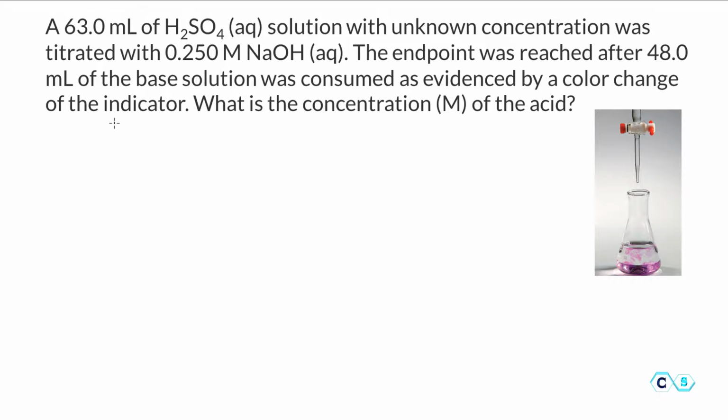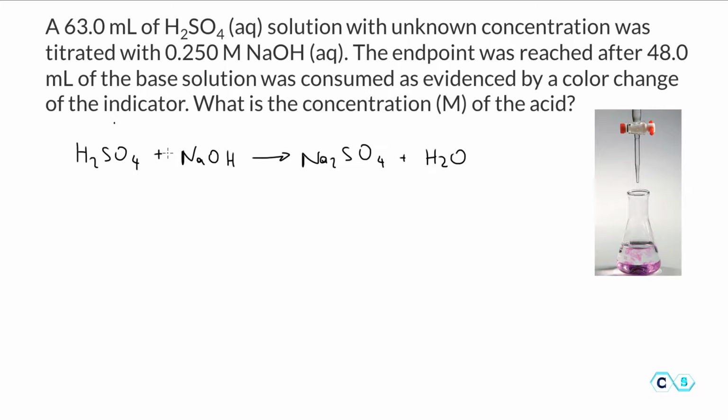So the first thing that we want to do here is to write down the equation of how the sulfuric acid reacts with sodium hydroxide. So let's write down our reactants. And if we predict the products, we're going to combine the sodium ion with the sulfate, and so it's going to produce sodium sulfate and also water. Any acid-base reaction is going to produce a salt and water. So this is our salt and this is the water.